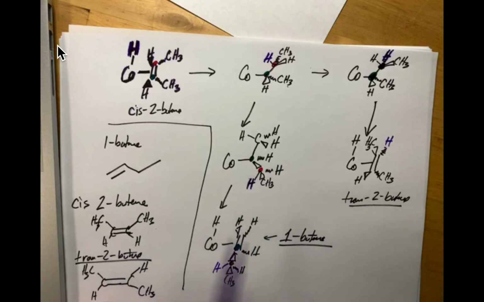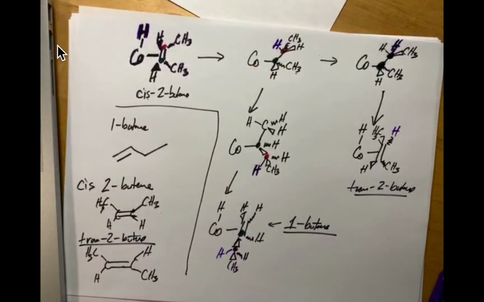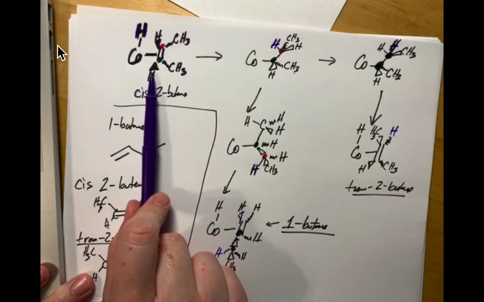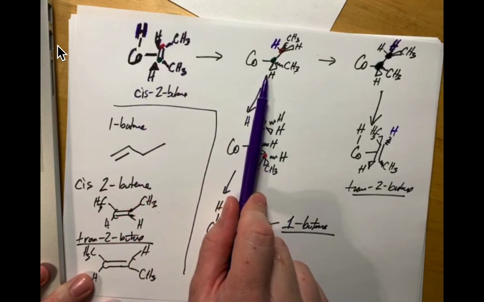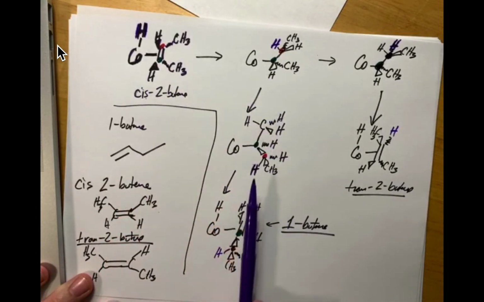So these are the ways that we could start out with cis-2-butene and end up at the end of the day with a mixture of cis-2-butene, trans-2-butene, and 1-butene. Just through ligand loss, alkene coordination, alkene insertion, rotation, and beta hydride elimination.